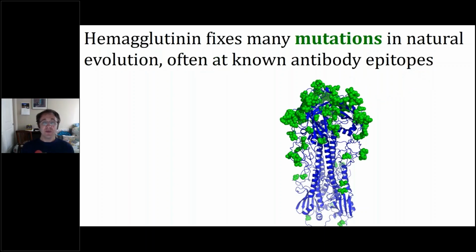And then we also know that when we look across those phylogenetic trees, like the one that I was just showing you, and see where in the hemagglutinin the mutations that occur during natural evolution tend to be, many of those mutations are up here on the top and the surface of this hemagglutinin molecule, which is where we know that many of the antibodies bind. And so this has led to the idea, which I think is almost certainly true, that these antibodies play a major role in driving the evolution of this protein.